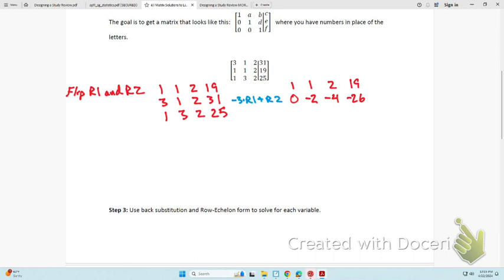Now I need to make this 1 become a 0. So what if we go row 3 minus row 1? That'll be 1 minus 1, 3 minus 1, 2 minus 2, and 25 minus 19. All right, we're making progress. Column 1 is done. Let's copy row 1 because we are done with that. I don't want to alter that.